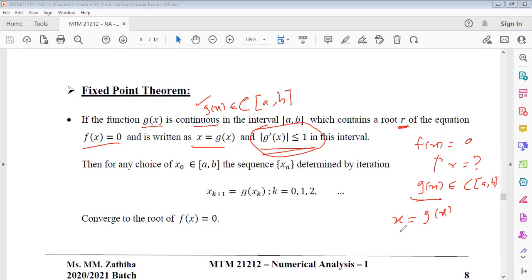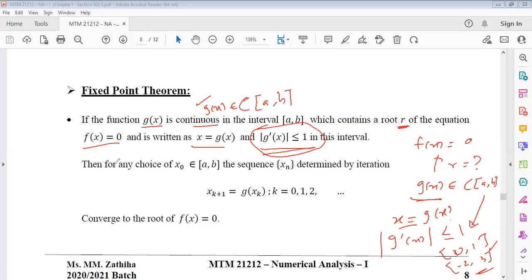Okay, we have to find the derivative of g(x), and if you take the modulus of that, the absolute value, it should be less than or equal to 1. Don't write greater than, it should be less than or equal to 1. First of all, you equate x equal to g(x), then you find g'(x). The absolute value of g'(x) should be less than or equal to 1 in that interval (a, b). Okay, (a, b) may be (0, 1) or (-2, 3), any interval. They will give it to you, or you have to find it.